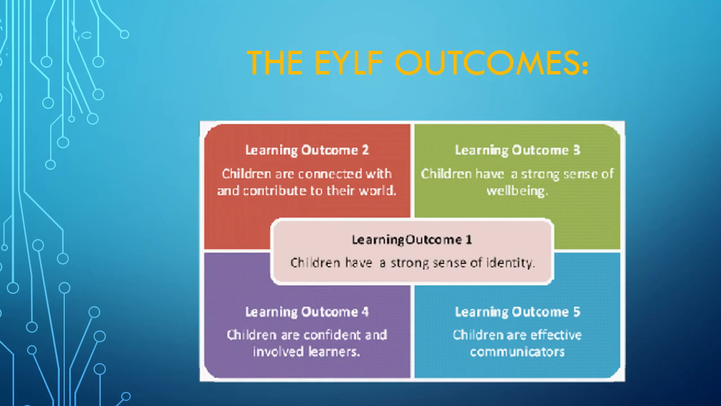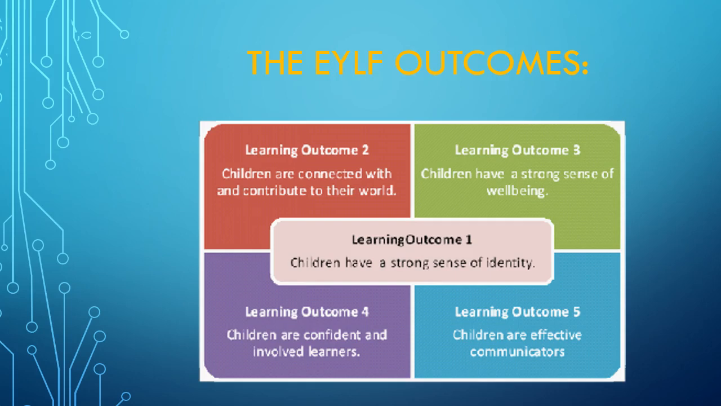So we have our learning outcome 1, children have a strong sense of identity. Learning outcome 2, children are connected with and contribute to their world. Learning outcome 3, children have a strong sense of well-being. Learning outcome 4, children are confident and involved learners. And learning outcome 5, children are effective communicators.